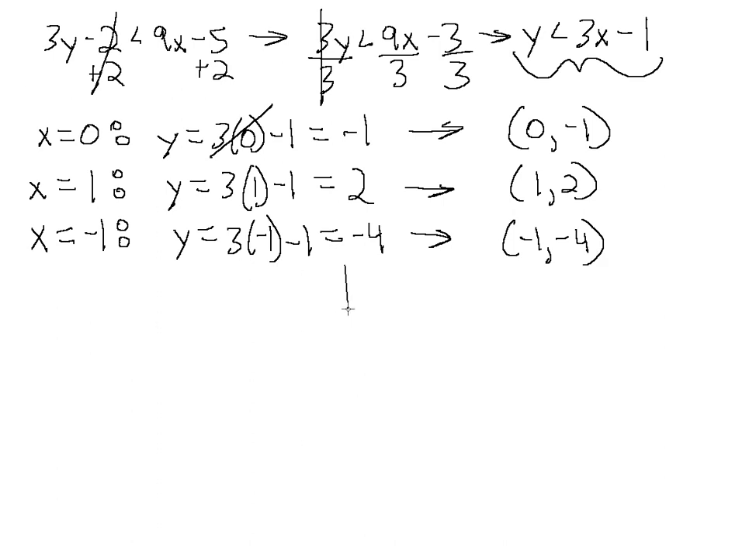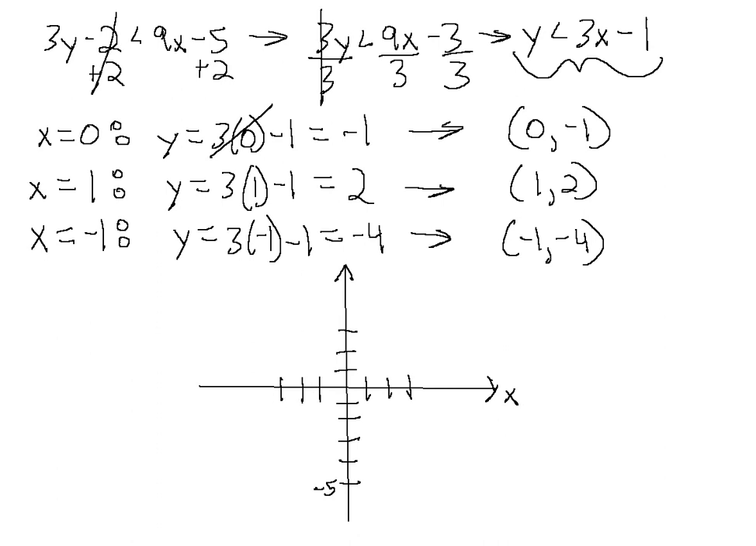All right, so let's go ahead and plot these points. This is our y-axis. This is our x-axis. Most of our points are going to be in the negative direction. It's negative 5 down here, and 1, 2, 3, 1, 2, 3. Our first point is (0, -1), and that's right here. Second point is (1, 2), right here. Third point is (-1, -4), which is right here.